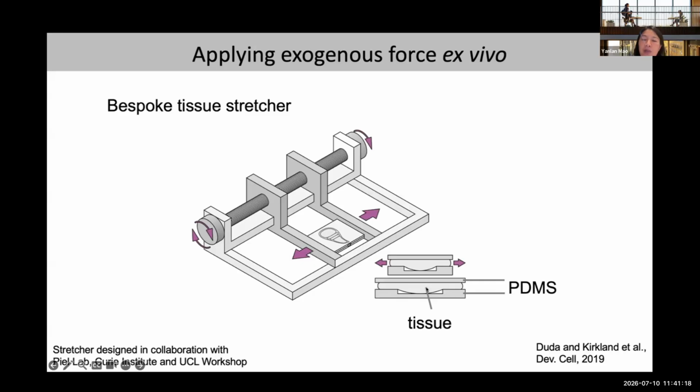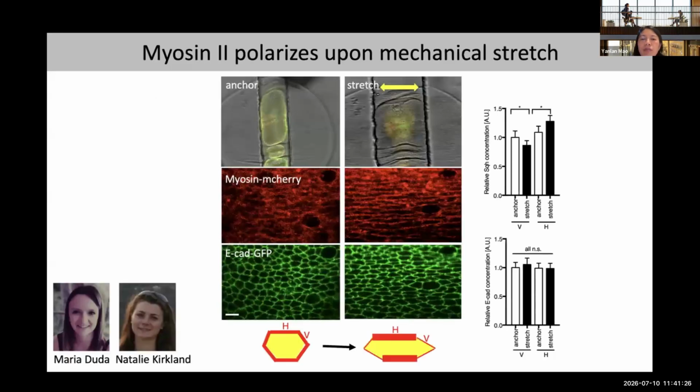So almost all the data we do is performed through live imaging so that we can look at immediate live responses of cells and tissues to these perturbations that we're applying. Okay, and so this is an example of where we have the wing disc here in a top-down view, and this is a control anchor. So we always compare to the control where this tissue is in the device, but it's not being stretched.